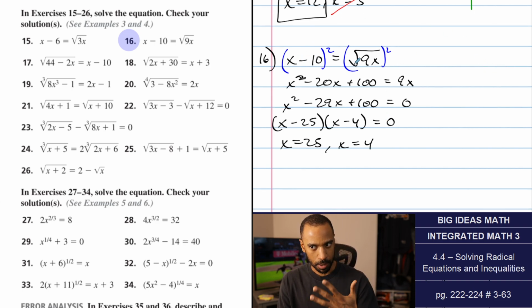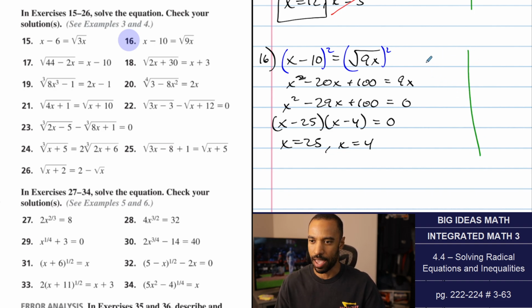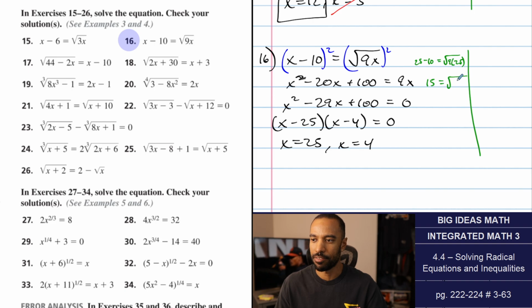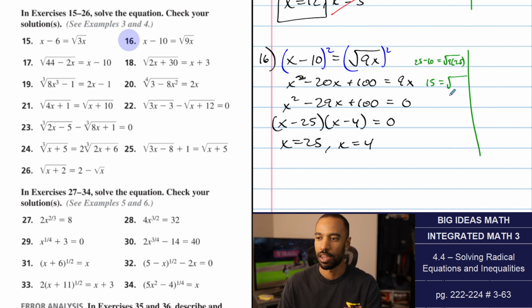Now this was the step prior to squaring right here, so let's double check in this one. We'll start with 25. Let's check 25 minus 10 equals square root of 9 times 25. 25 minus 10 is 15. 9 times 25 is 225, and square root of 225 is 15. And 15 equals 15. That one checks out. We're all good on 25.